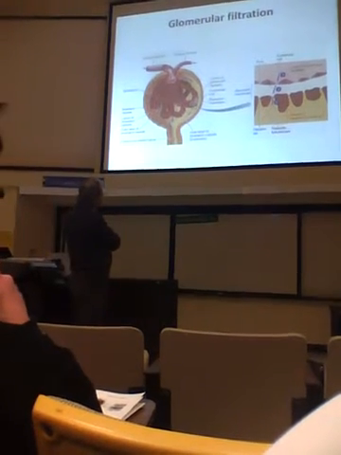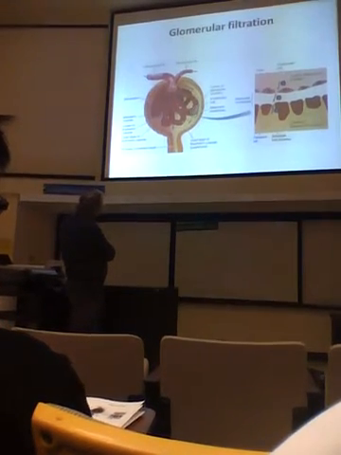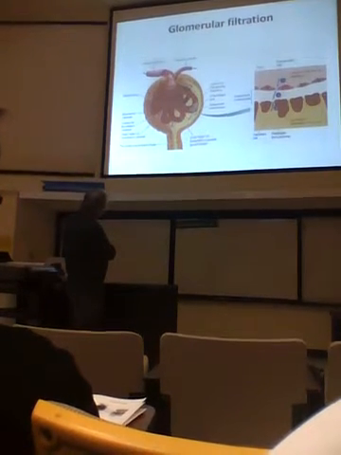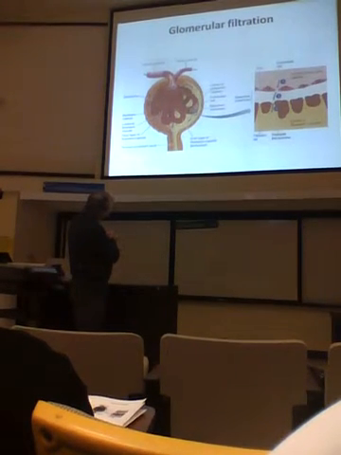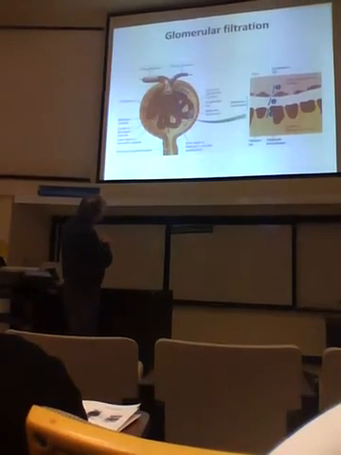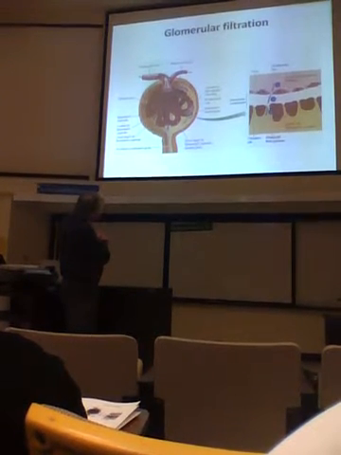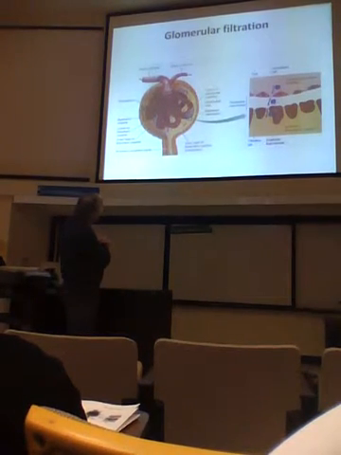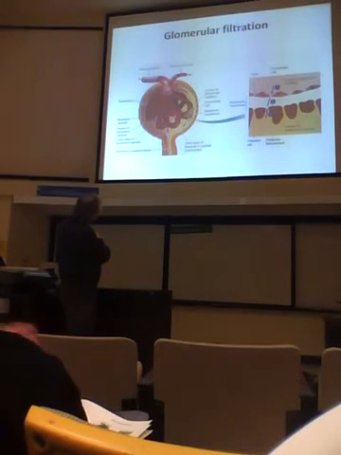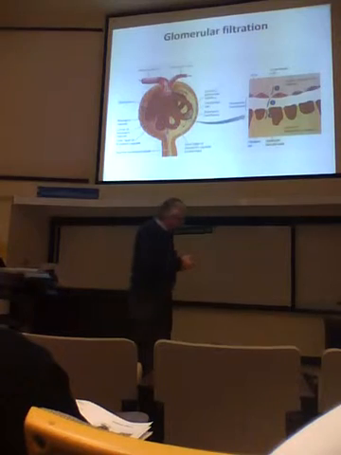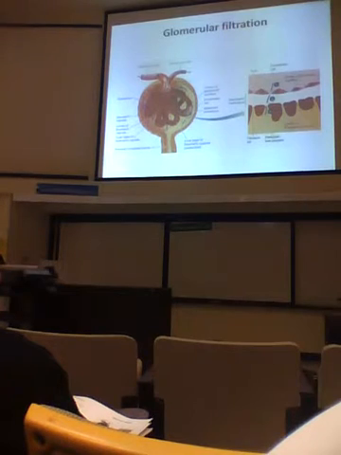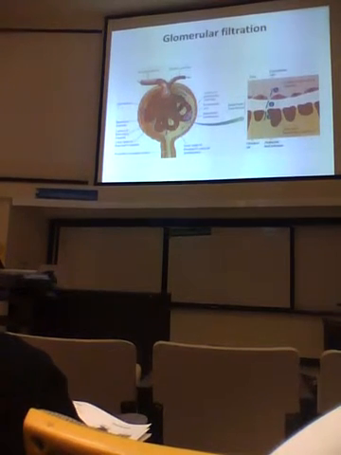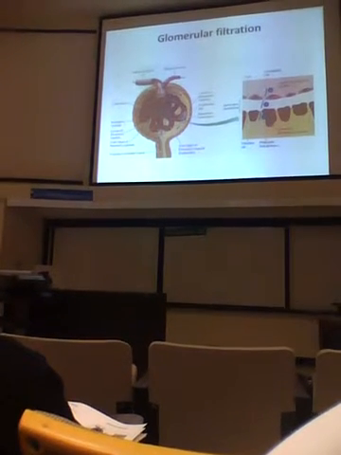When stuff is filtered from the blood into Bowman's space, it has to go across the wall of the capillary, usually between the endothelial cells, across the basement membranes, and then across the space between the foot processes, and then out into the lumen of Bowman's capsule and on into the proximal tubule. So the actual filter is this area here. It's our old friend the basement membrane.